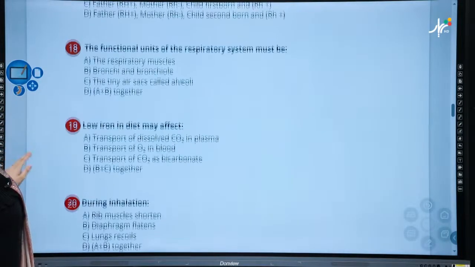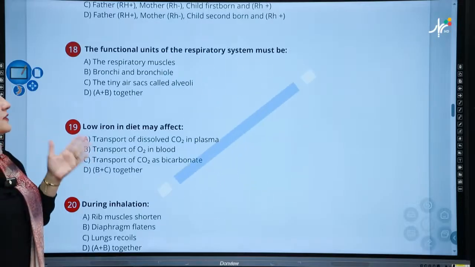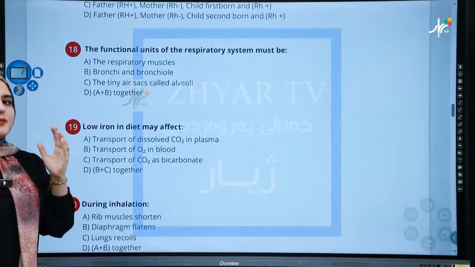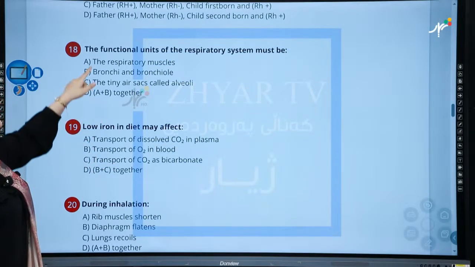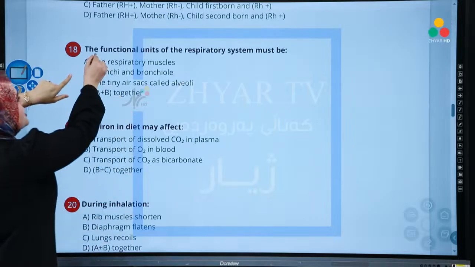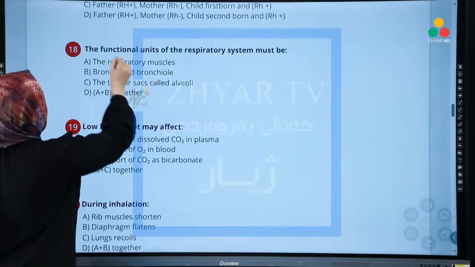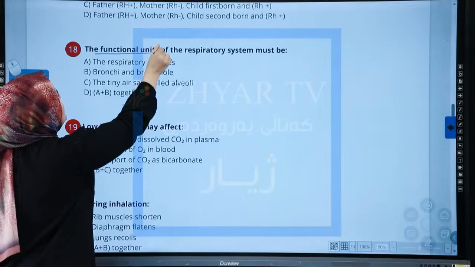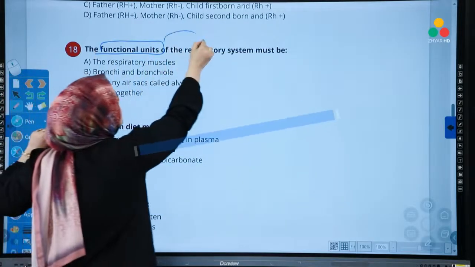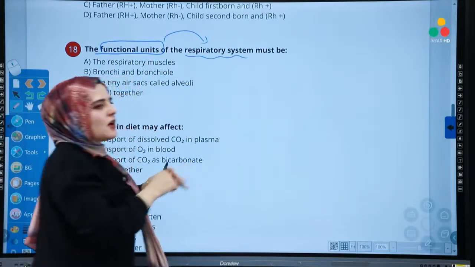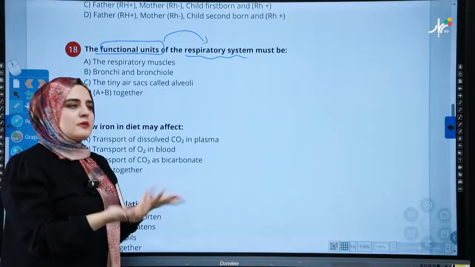We have this question. It says the functional units of the respiratory system must be what? See, functional unit is your keyword. Functional unit is where the action happens. Action of what? Of the respiratory system. What's the whole purpose of the respiratory system?